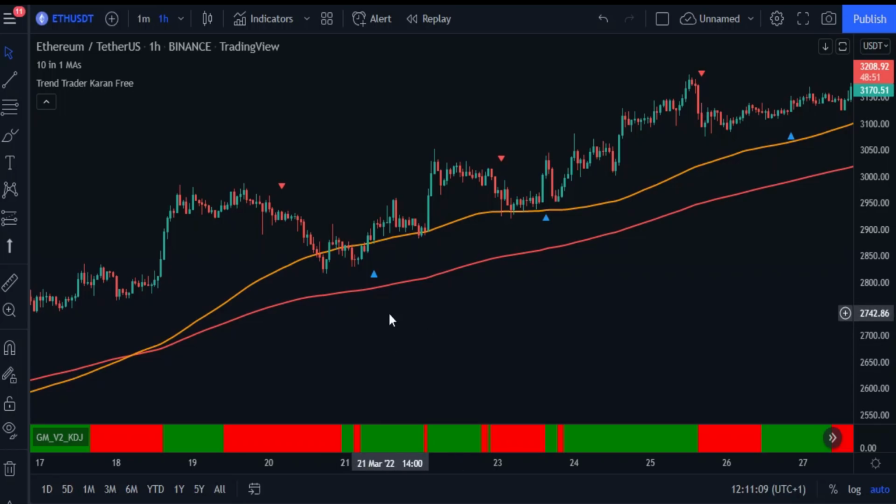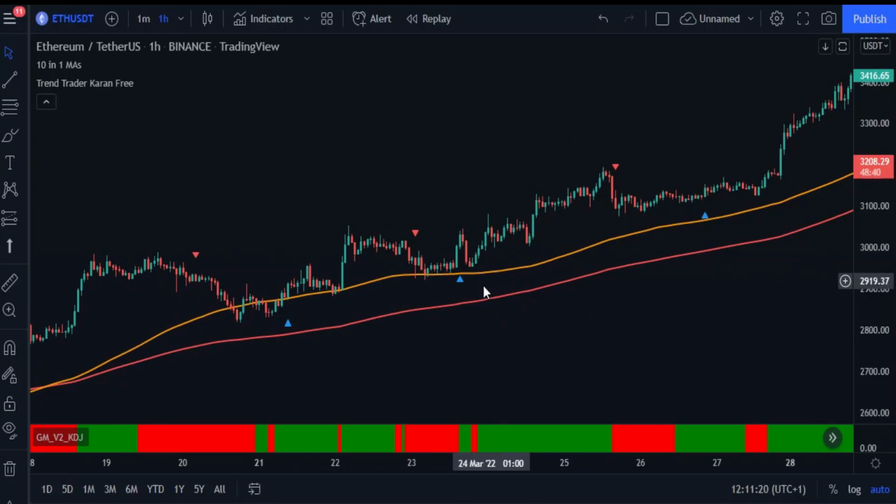Because when we confirm the uptrend, we will look for these blue triangles. And if these triangles correspond to the green area in the KDJ filter, we will enter a buy position. Here is another example, a blue triangle above the moving average lines and a green area in the KDJ indicator.